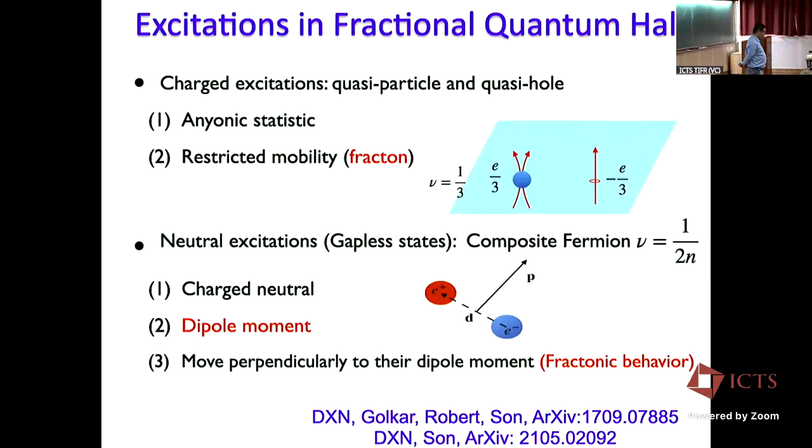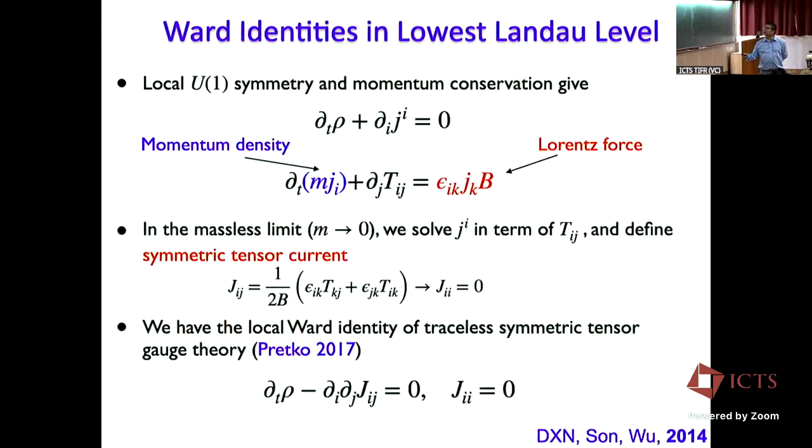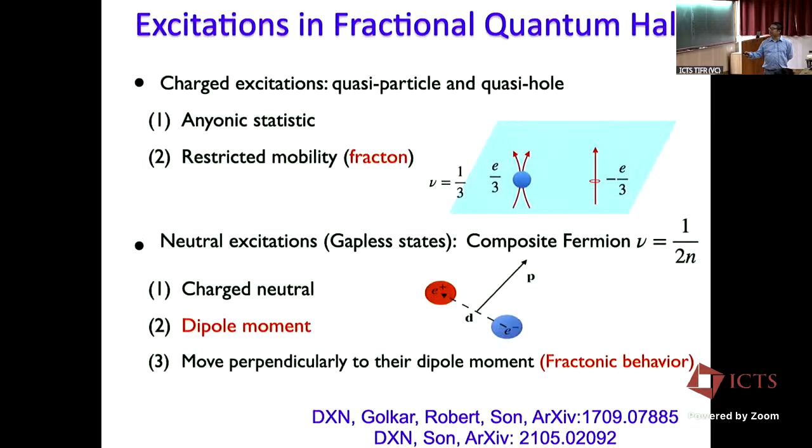Another excitation is the composite fermion. When the filling fraction is like 1/2 or 1/4, then you have the Fermi liquid state. And in this case, the composite fermion is charge neutral, but it has a dipole moment. Because of the fractonic behavior, the dipole can only move perpendicular to its dipole moment. So basically, the composite fermion has momentum perpendicular to the dipole moment of the composite fermion. This result is known in the literature, but here I showed you how to derive it using the symmetric tensor gauge theory.